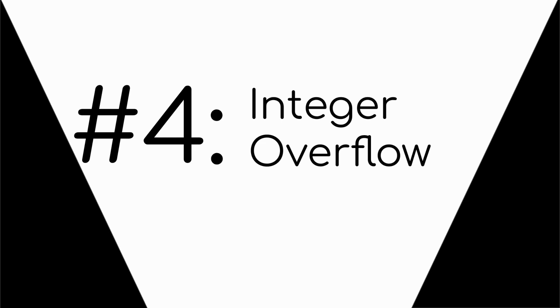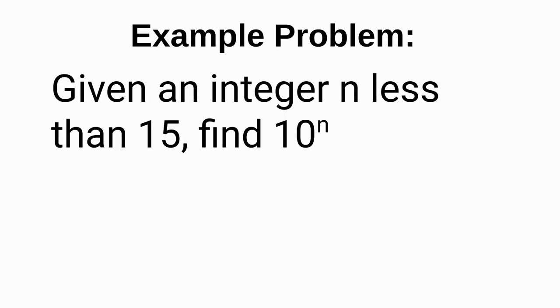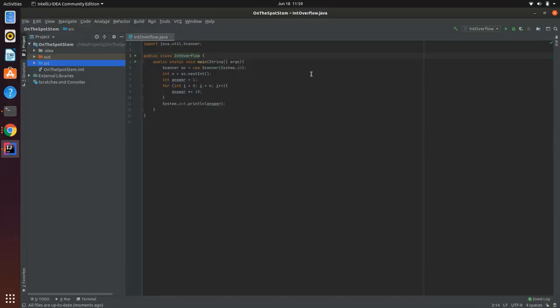So the sample problem we'll be looking at to see this in action is, given an integer n less than 15, find 10 to the power of n. This next problem seems quite simple, but to really illustrate the point I'm trying to make, I'm not going to be using the Math.pow function, which would make this quite easy. The way I'm solving this problem is just taking the number 1 and multiplying it by 10 the number of times we need to. That's an easy way to get a power function working.